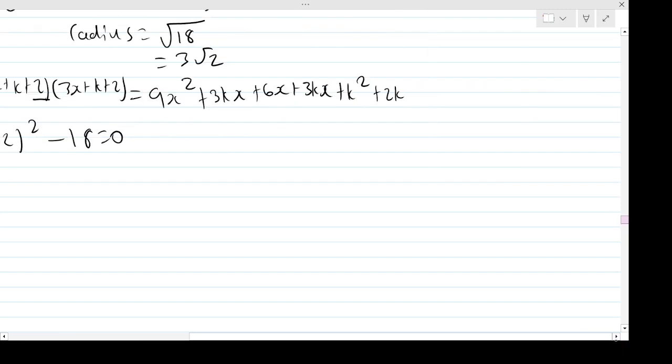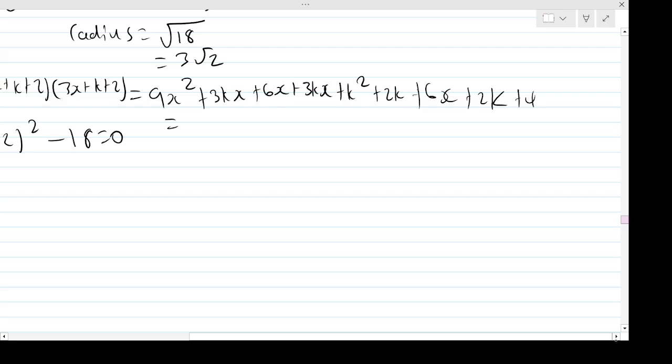So then 2, sorry, times by everything in the other bracket. So 2 times 3x plus 6x. Then 2 times k will be plus 2k. Then 2 times 2 will be plus 4. And again, we can simplify this.